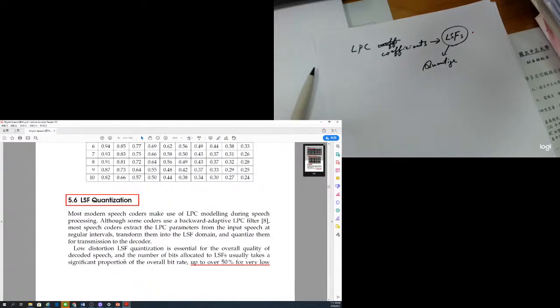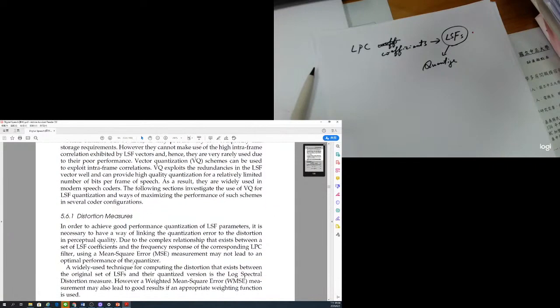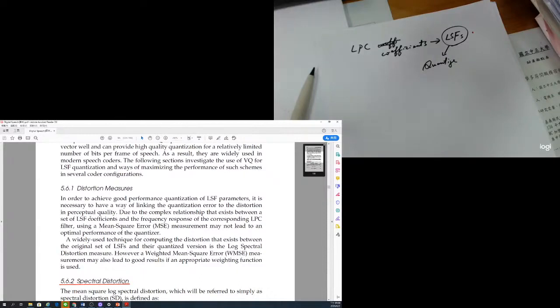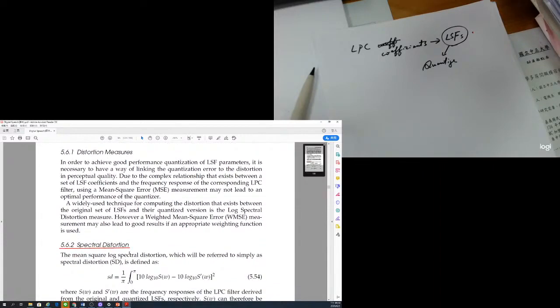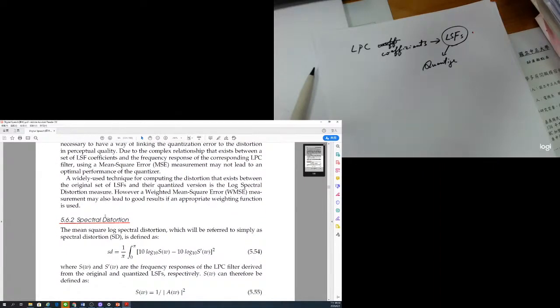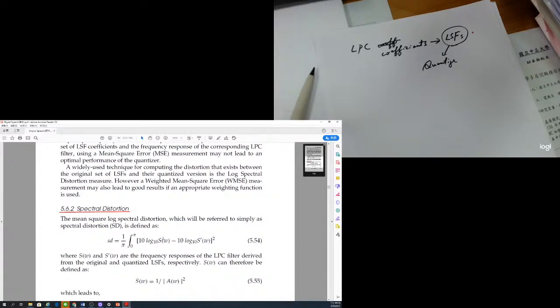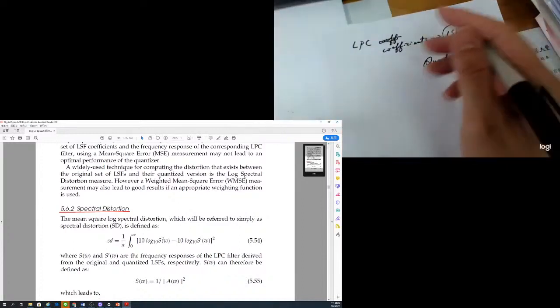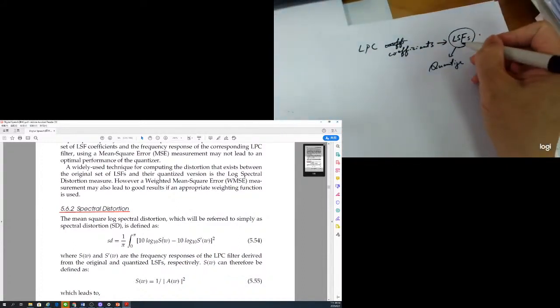Before we do quantization, we have to think about how to calculate the distortion. The easy way is the mean square error, and the other one we consider is the weighted mean square error. Another one is based on spectrum distortion, which is based on the LPC, what we call the line spectrum frequency.